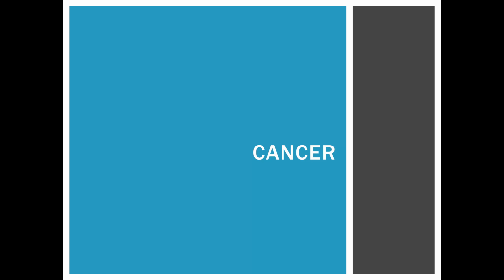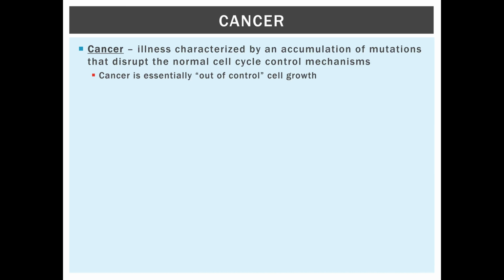So the last section of this chapter is on cancer. Cancer is an illness that's characterized by an accumulation of mutations inside of our cells that disrupt those normal control mechanisms over the cell cycle and over the controls on cell division. So think of cancer as being essentially out of control cell growth, and that's why we're including this in the chapter on cells.